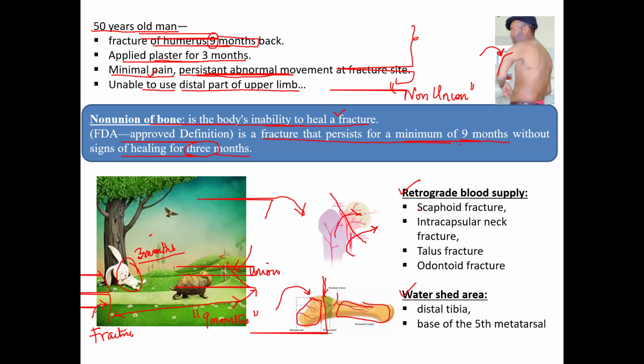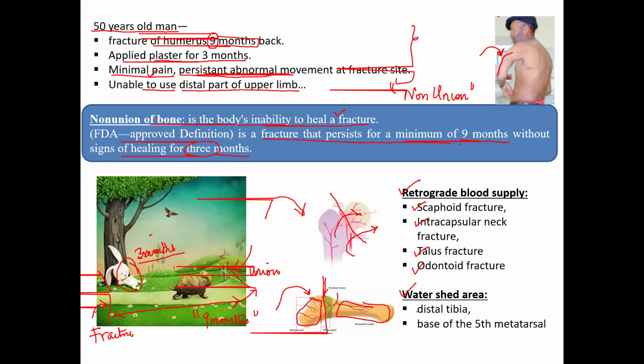So what are the bones which have retrograde blood supply? This is very important because it will be asked in your PG bits also. Scaphoid, intracapsular neck of femur, then talus fracture, and odontoid. Odontoid is a cervical vertebral fracture. We deal with each fracture when we are dealing with a specific bone. These are the fractures where non-union happens due to retrograde blood supply.